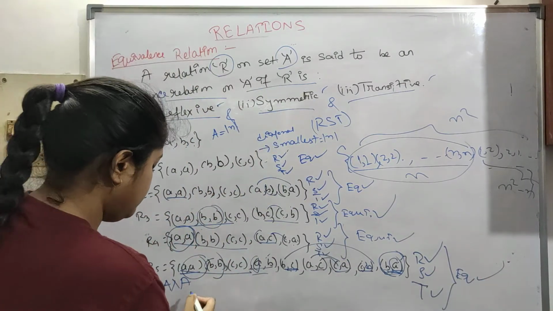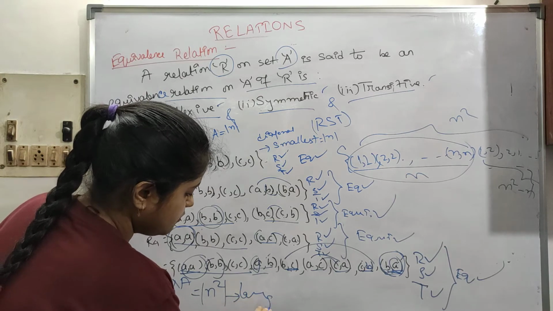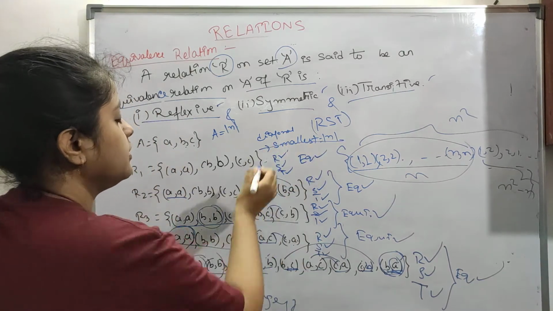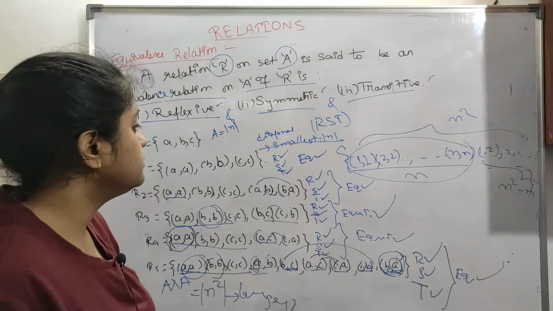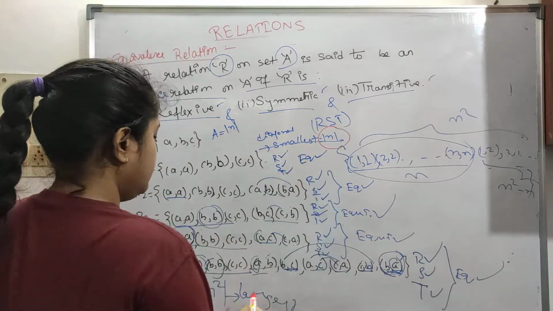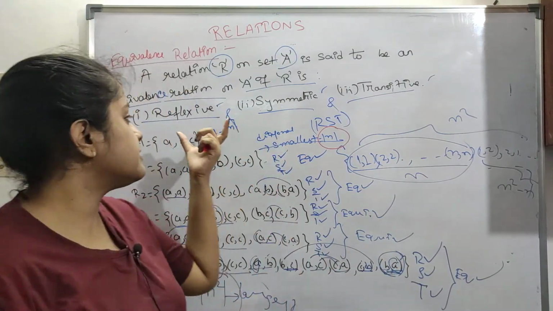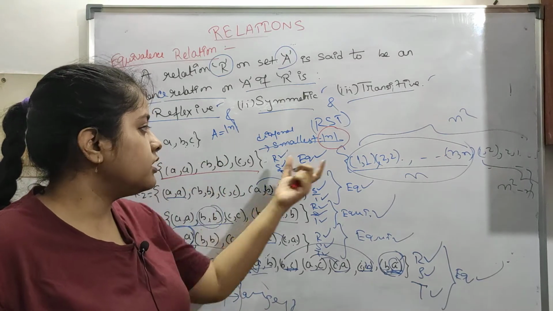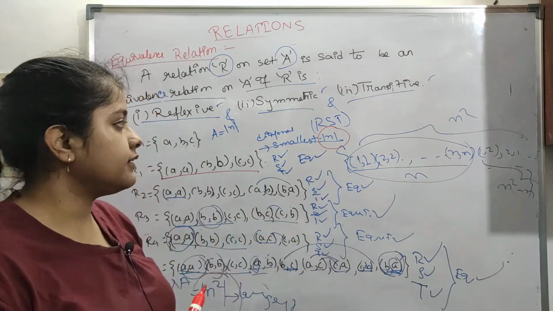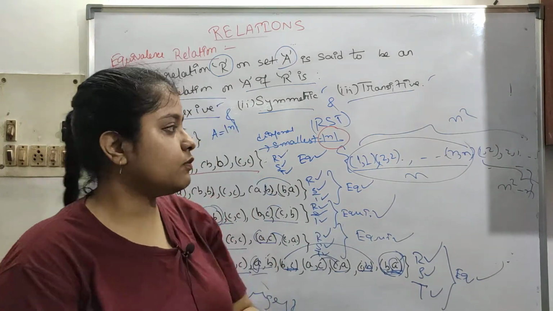So the largest cardinality will be n square. The smallest one is n, and the largest is n square, because the smallest is not 0. For a reflexive relation the diagonal elements have to be present, so the smallest will always be n. Okay, so like this. We'll do questions, not today, tomorrow.